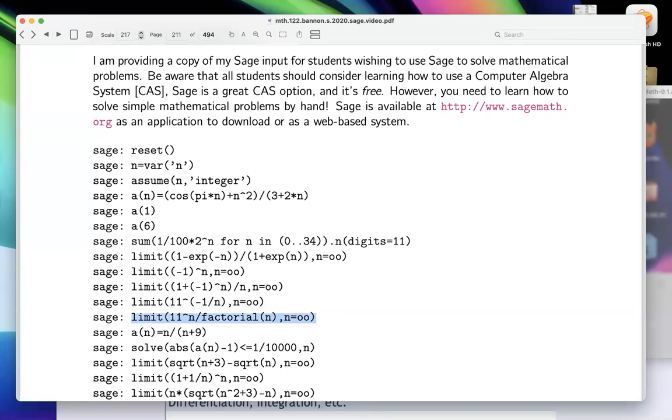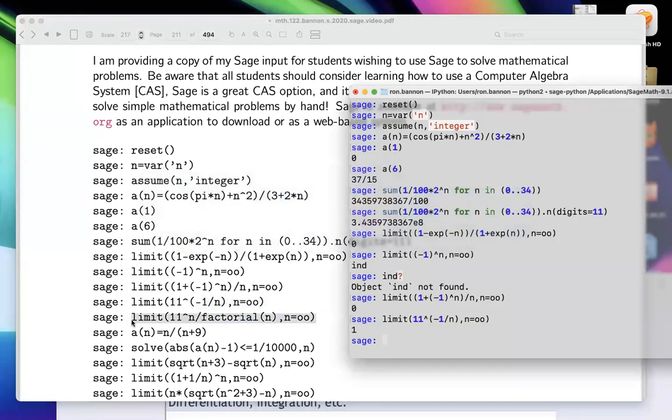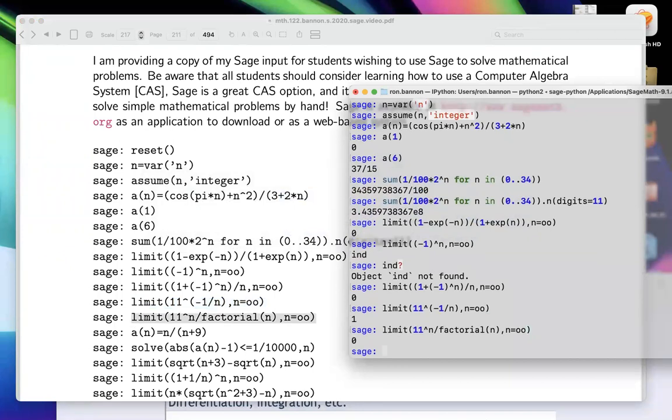And I'm just copy pasting, which is really, I'm going to say a lot of students copy paste without reading it. And what's this one over here? 11 to the n over factorial n. And the bottom line is which one grows faster? The factorial grows faster as n goes to infinity. So it should be 0 as stated.